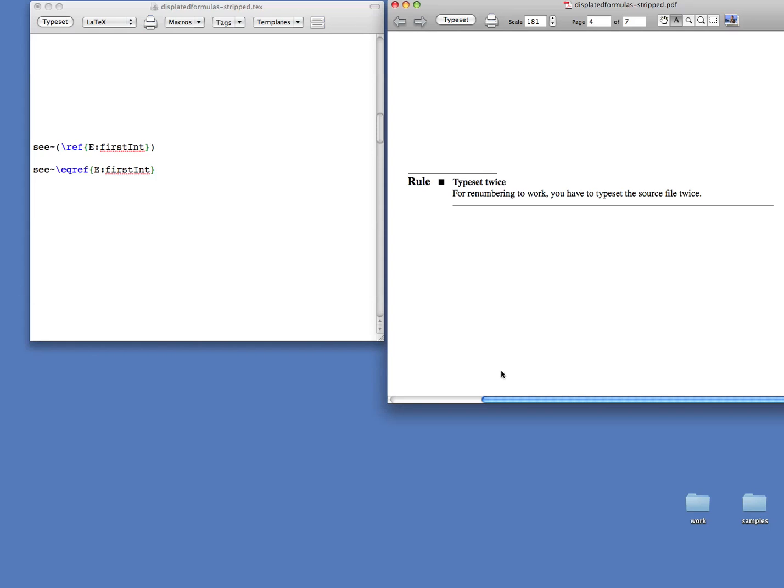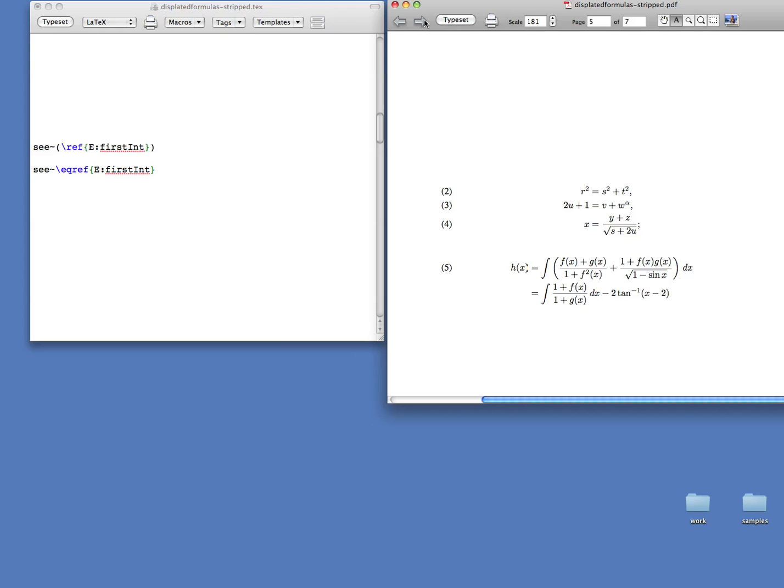There is only one rule you have to observe. Suppose that your equation was number 6 and you deleted 2 equations before it, so it will have to become number 4. You delete the 2 equations before, you typeset the thing, and it is still, the equation is still number 6. So remember the rule that for renumbering to work, you have to typeset the source file twice. That's a very simple rule, but if you don't remember it, you can get pretty frustrated with the result.